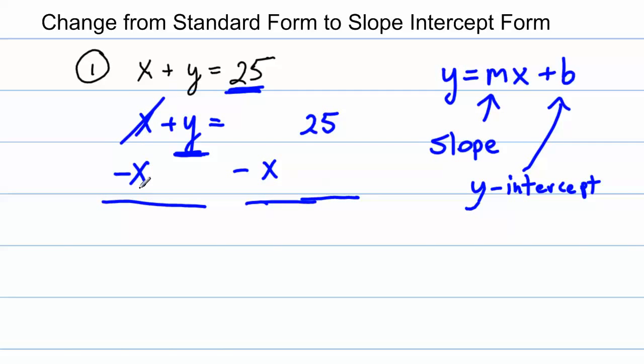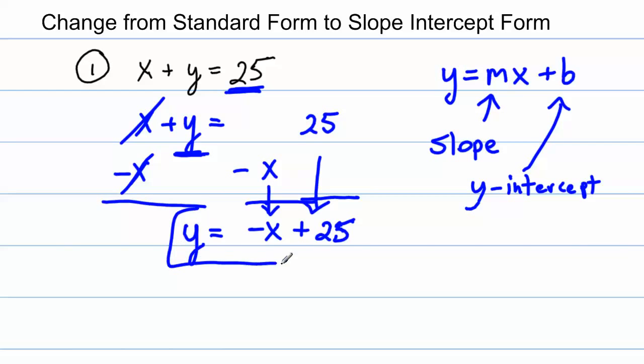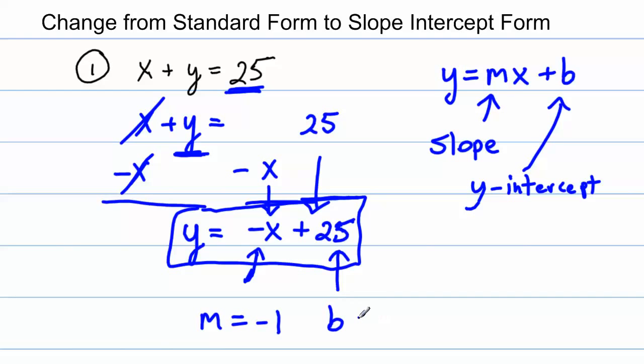So on the left side, we cancel the negative x and x, and we're left with just plain y, which is what we want. Then equals, and now we'll bring down the negative x, and then this is plus 25. So that's going to be our final answer here: y equals negative x plus 25. Here you can see the slope m is minus 1, and the b, the y-intercept, is 25. If we were asked to graph it, we could use those values to help graph it. And that's it.